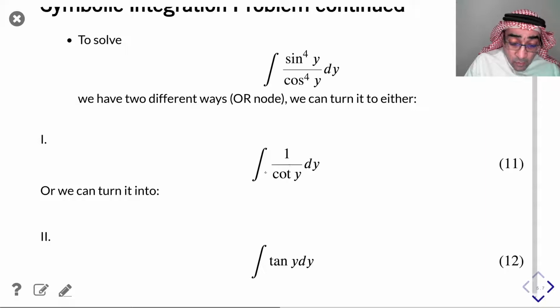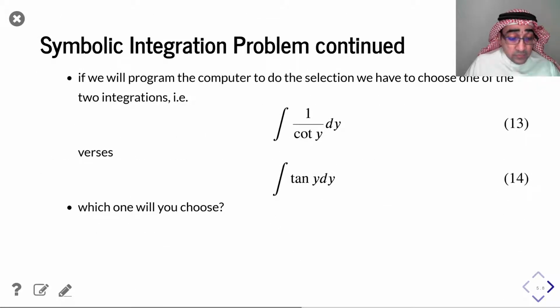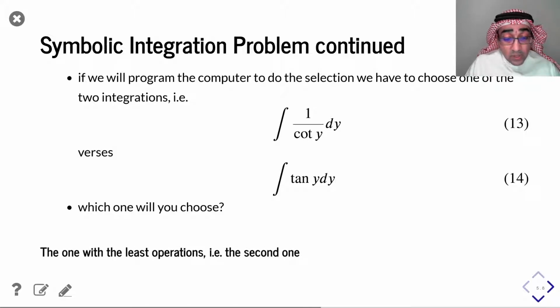But we have more operations over here. We have 1 over this, and we don't have the 1 over this. So we instruct the computer to basically take the tan of y. Okay? Because this is simpler, we're going to make our program take this and leave this. So the sine to the 4 over the cosine to the 4y dy, we are going to transform it to the tan y. So we have the contenders, the 1 over cotan y and 1 over tan y, and the tan y wins.